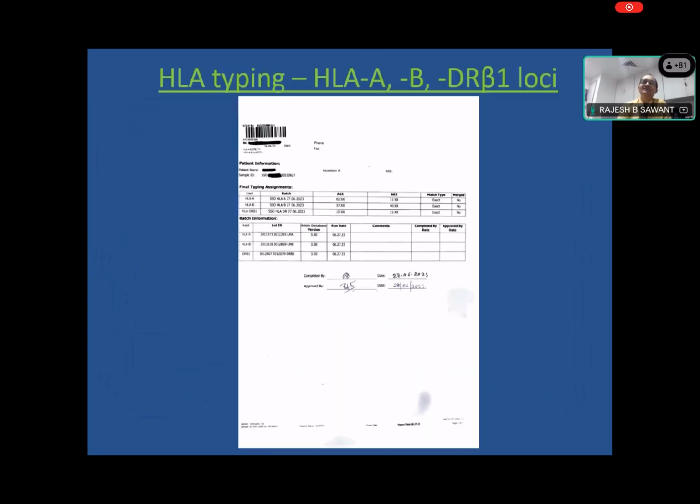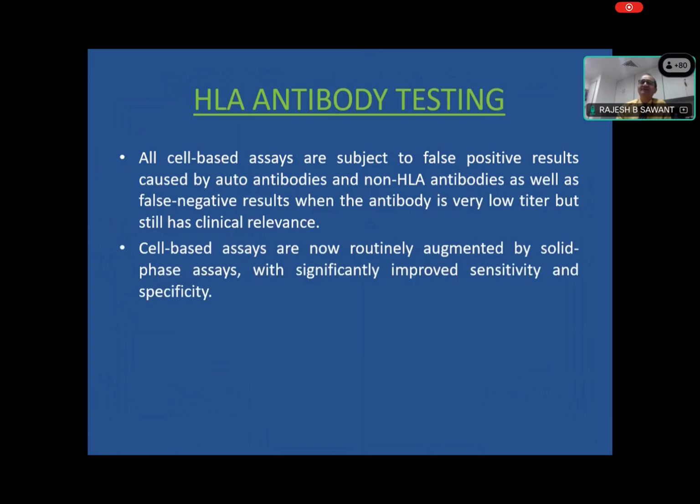So this is the equipment output of an HLA typing. So this is typically showing you an A, B, DR report after your HLA typing, the testing. Next, we'll try to understand about the antibody testing.